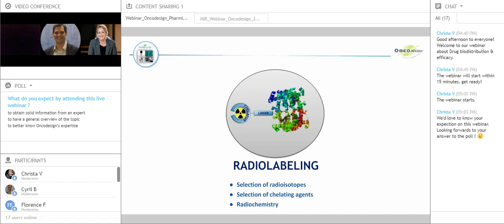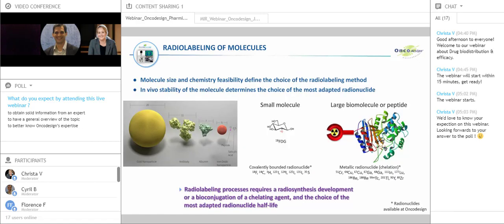So the first point of my talk is about radiolabeling, how to select radioisotope, how to select chelating agents, and the radiochemistry itself. When you have to radiolabel molecules, you have to consider the size of your molecules and the chemistry feasibility. That will clearly define the choice of your radiolabeling methods. It depends also on the in vivo stability of the molecules.